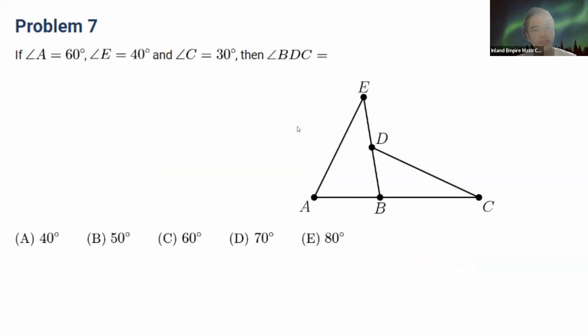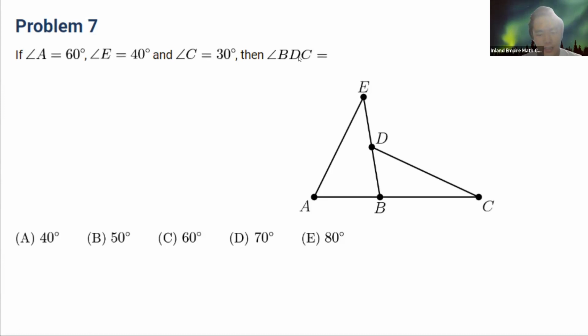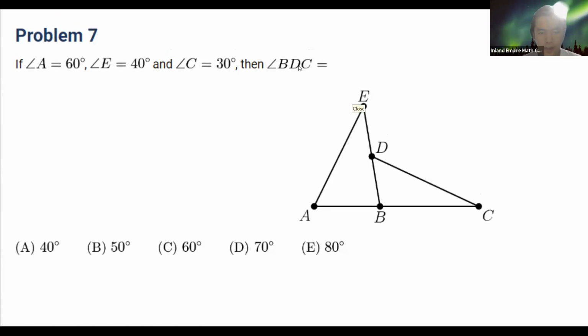Problem 7, if angle A is 60 degrees, angle E is 40 degrees, and angle C is 30 degrees, then angle BDC is what? Zion says A. Okay, I guess we just have one answer. Are there any other responses? Any other ideas? Did we all solve this question, or is it a little too hard?